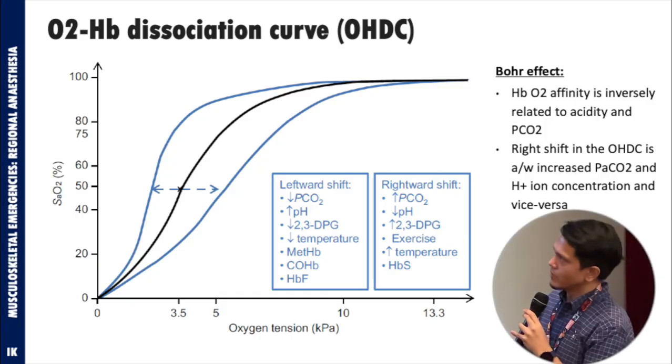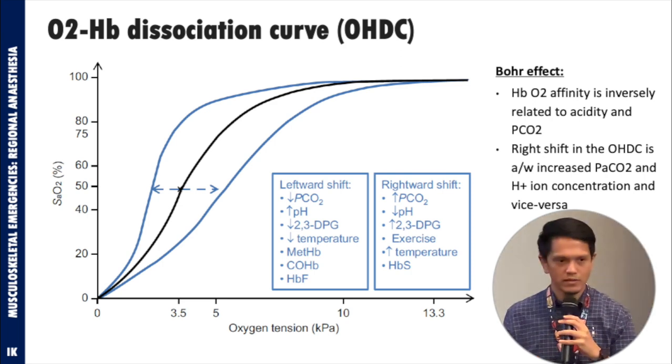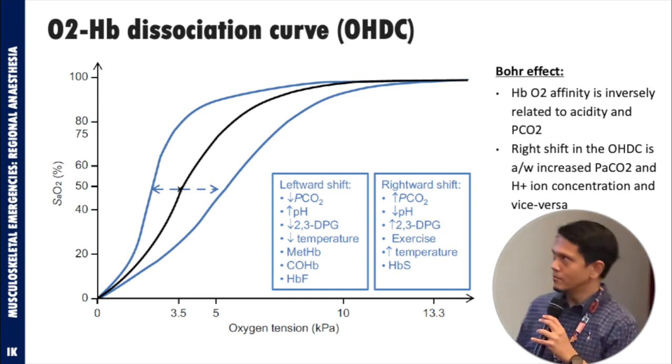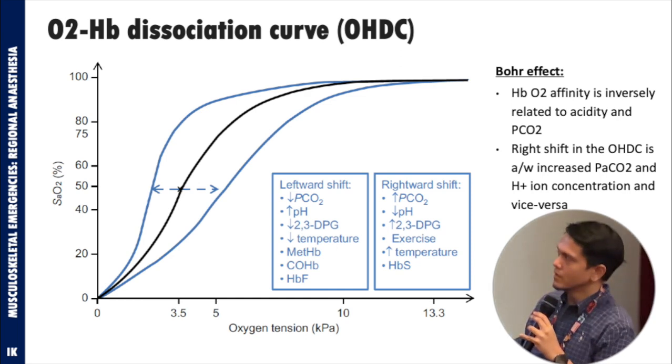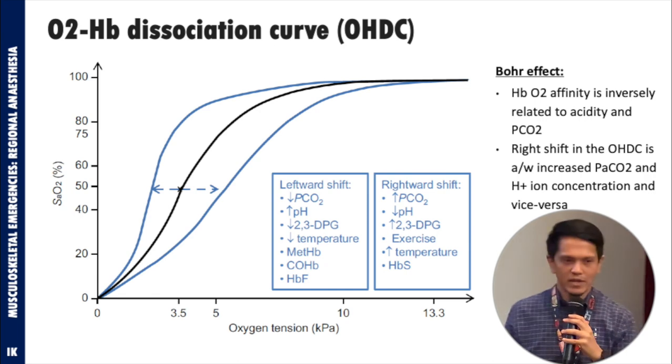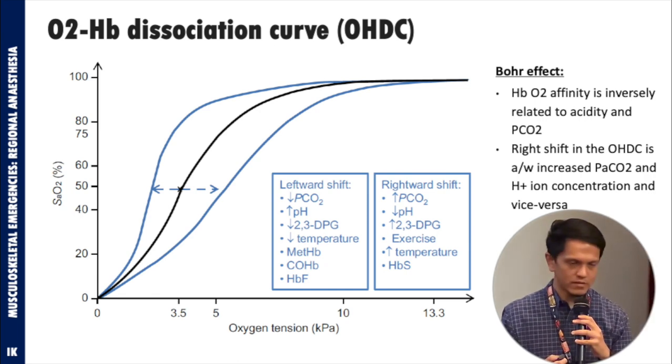This shows the Bohr effect. The Bohr effect refers to this part. Whether it shifts the affinity of hemoglobin for oxygen when CO2 is around. So when CO2 is high, the curve shifts right. That means hemoglobin has a lower affinity for oxygen. But when CO2 is low, the curve shifts left. It makes hemoglobin more attracted to oxygen.